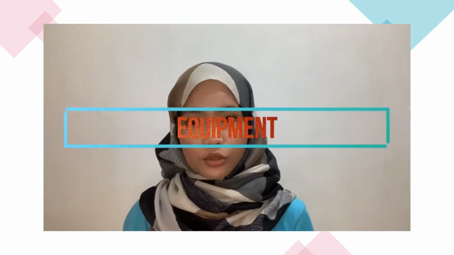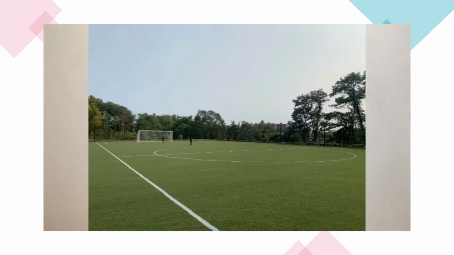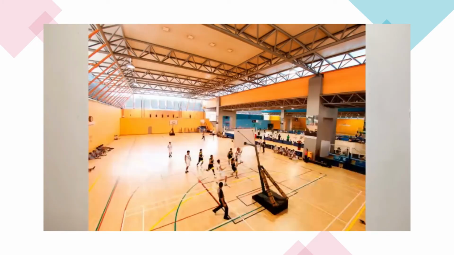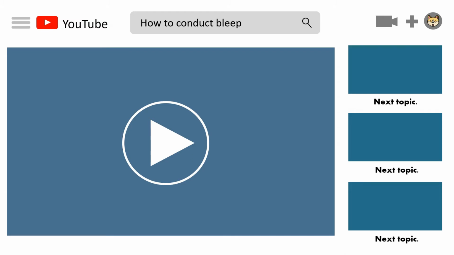The equipment that you need to run this test is 2 marking points 20 meters apart, any device or speaker or any pre-recorded audio for playing the beep sound, a performance recording sheet, and what's important is a suitable area such as a field, court or hall with flat and non-slippery ground. So now I will show you how to conduct the Bleep test.